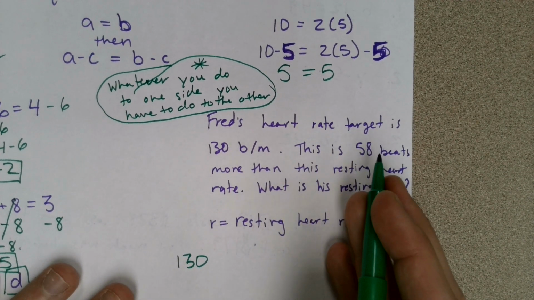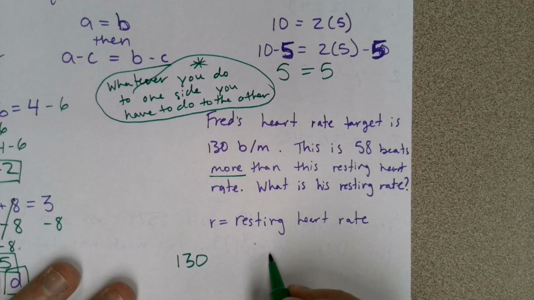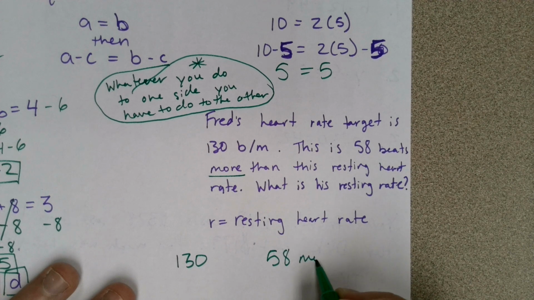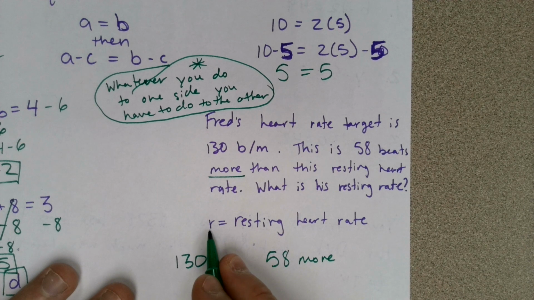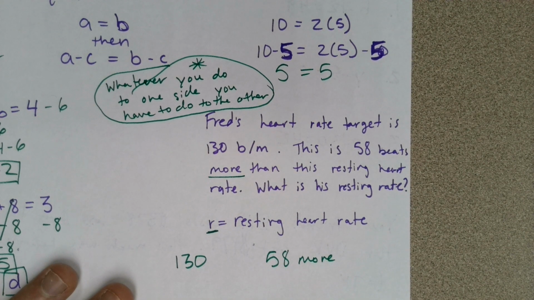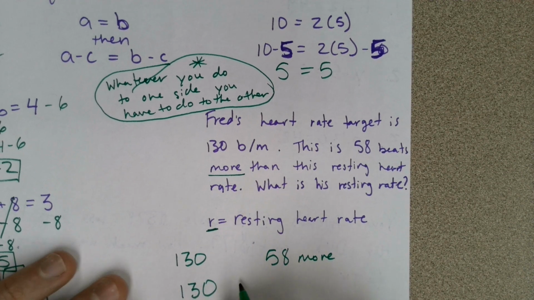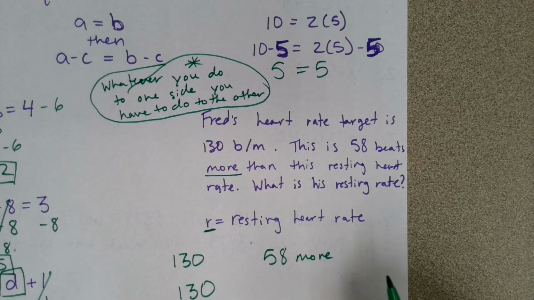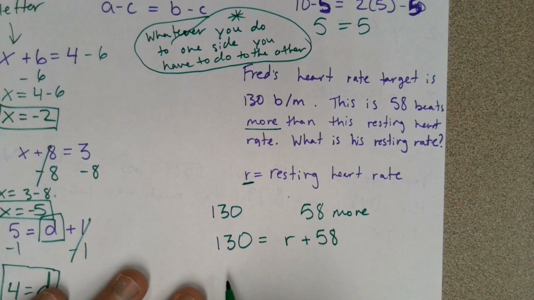This is 58 beats more than his resting heart rate. 58 beats more. Okay. What is his resting heart rate? We're going to use R as the variable for his resting heart rate. So we know that 130 is his target heart rate. It's 58 beats more than his resting heart rate. So what that means is his resting heart rate plus 58 is going to get us to 130.